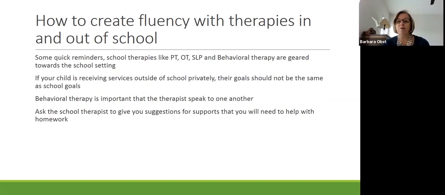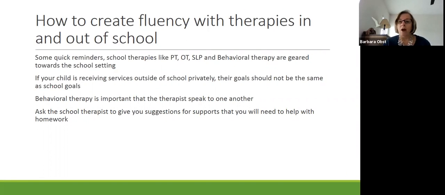So how do you create that fluency, especially if your child is receiving therapies in and out of school? The one thing that is really important to remember is that school therapies like PT, OT, speech and language, and behavioral therapy are geared towards the school setting. A lot of physical therapists and occupational therapists ask what that child needs just to be in the school. So if your child is also receiving services outside of the school setting, it is really important that we don't have overlapping goals and that we establish that communication, because a lot of times the private therapy might be more for activities of daily living in the home setting and strengthening and all of that.